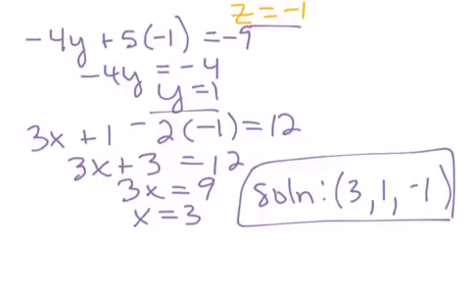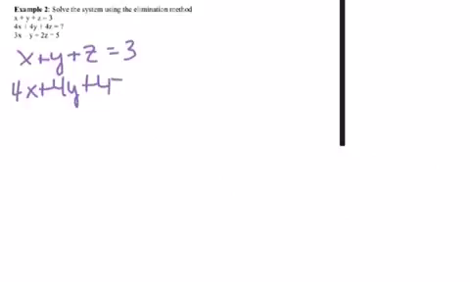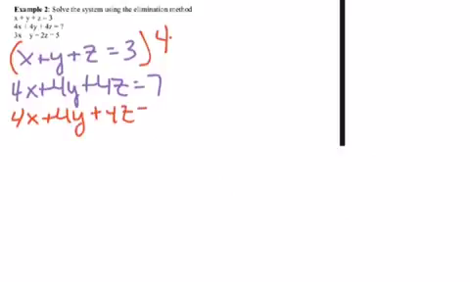I want to do one more. Let's look at example 2. So again, going to use the first two equations. Oops, that's the last one. We'll try again. So I see I can multiply the top one by 4 to get the x's to cancel out. So that's going to give me 4x plus 4y plus 4z is equal to 12.